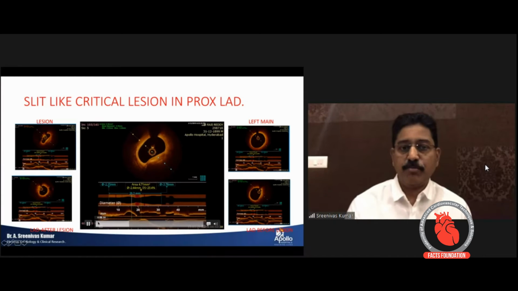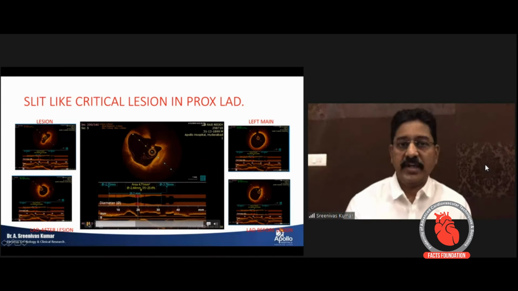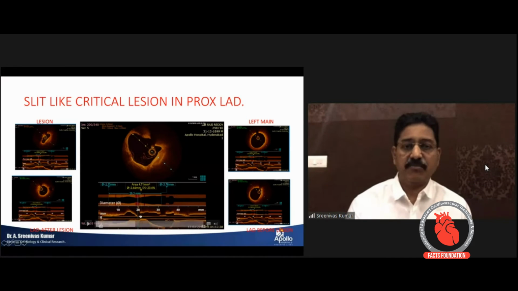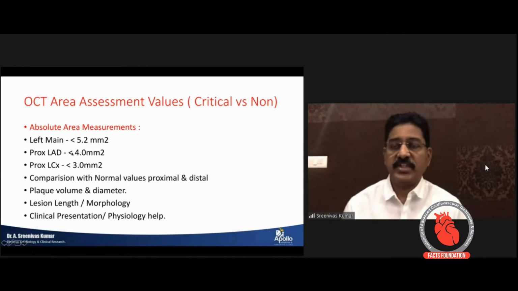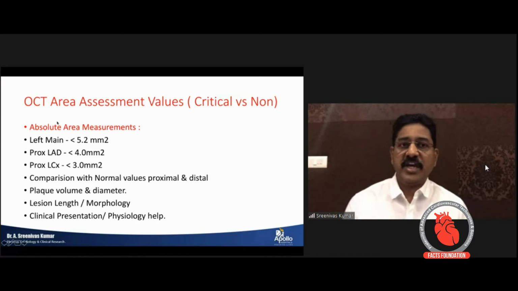This is a particular point. If I try to freeze, that I think was just before it crossed slightly. I froze it here. That's the tightest portion. That's the lesion. So that's how we decided, and we went further just to have critical values in the left main, LAD and LCX, probably 5.2 for the left main, 4 for the LAD and 3 for the LCX.